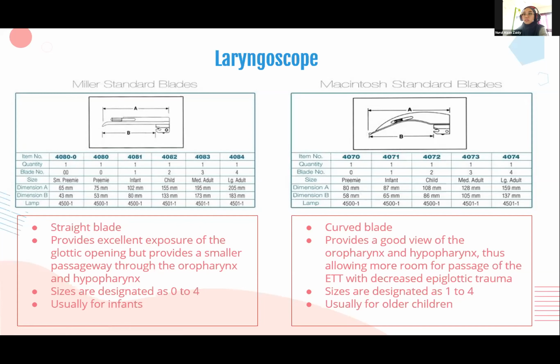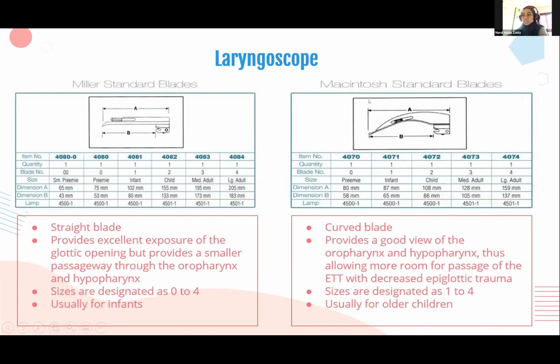So there are two types of laryngoscope. The first one is the straight blade, and the most common that we use is the Miller standard blade. And the second one is the curved blade, and the most common one is the Macintosh standard blade. For the Miller standard blade, it is a straight blade and it provides excellent exposure of the glottic opening. The sizes are designated as 0 to 4, and it is usually for infants. So you can see the blade number here. I will explain later.